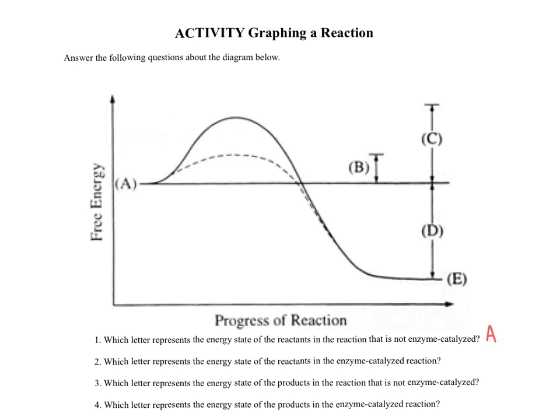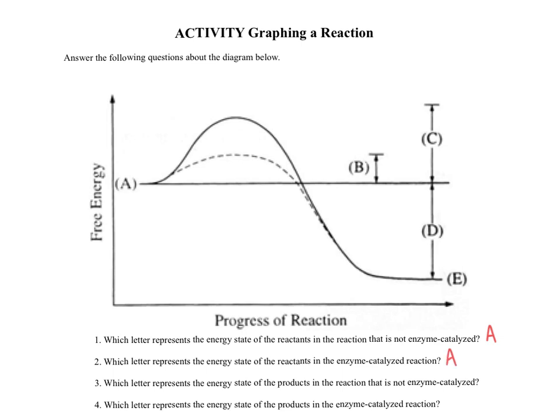The next question asks which letter represents the energy state of the reactants in the enzyme catalyzed reaction. This is a trick question because your answer is still going to be A. Remember that enzymes do not change the amount of free energy that is available in your reactants or your substrates.